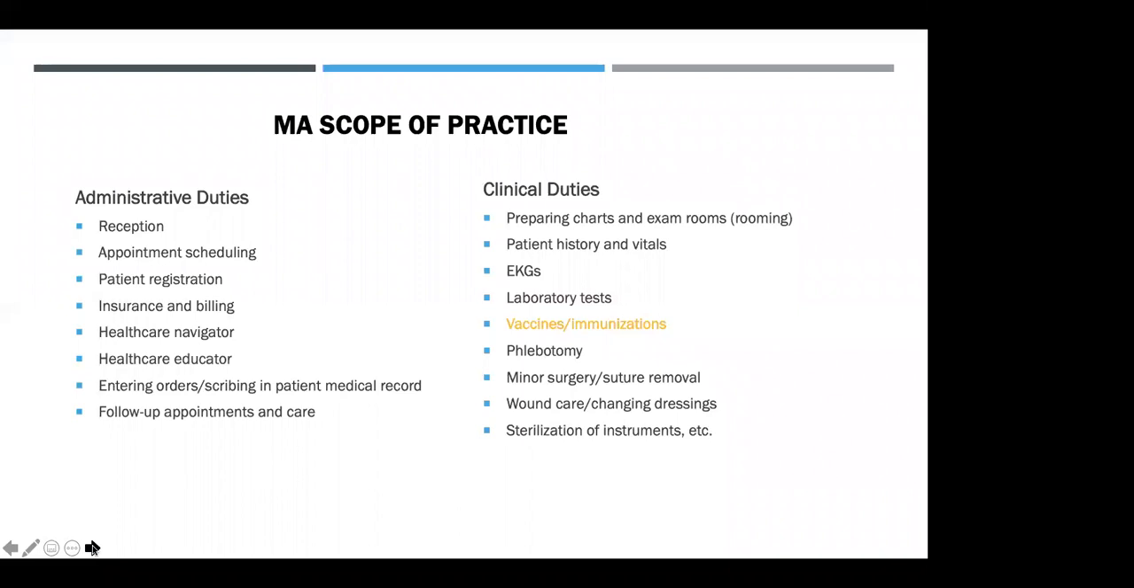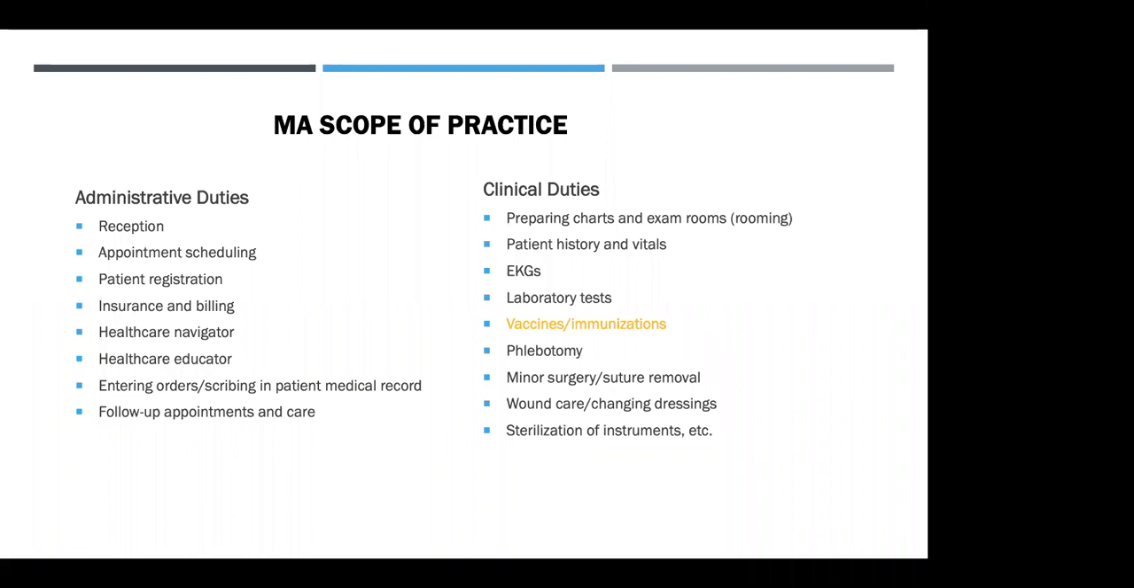The medical assisting scope of practice falls into two basic categories, the administrative side and then the clinical side. First I wanted to mention that as far as state regulations, the scope of practice varies within the different states. For instance, the state of Washington is the only state that actually licenses medical assistants. So you actually need a license in order to practice in the state of Washington. Currently, that's the only state. There are other states that are attempting to do the same thing, but so far have been unsuccessful.